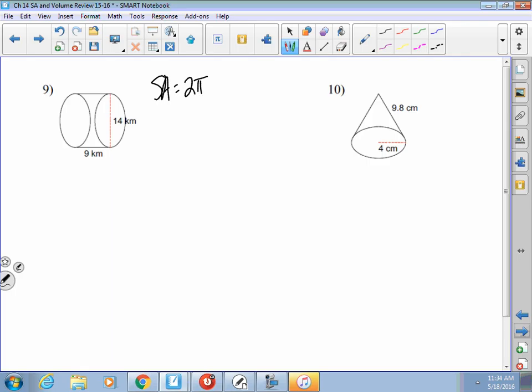Yeah, 2 pi RH plus 2 pi R squared. Good. First thing you give me the formula, you got some points there. Now, in the formula, what parts do we need, really? The radius and the height. So we hopefully can read it and identify it off the shape. Radius is 7. Yes, radius is 7. And our height is 9, our distance between the circles. So all I need to see at this point is you plugging in the numbers for each.